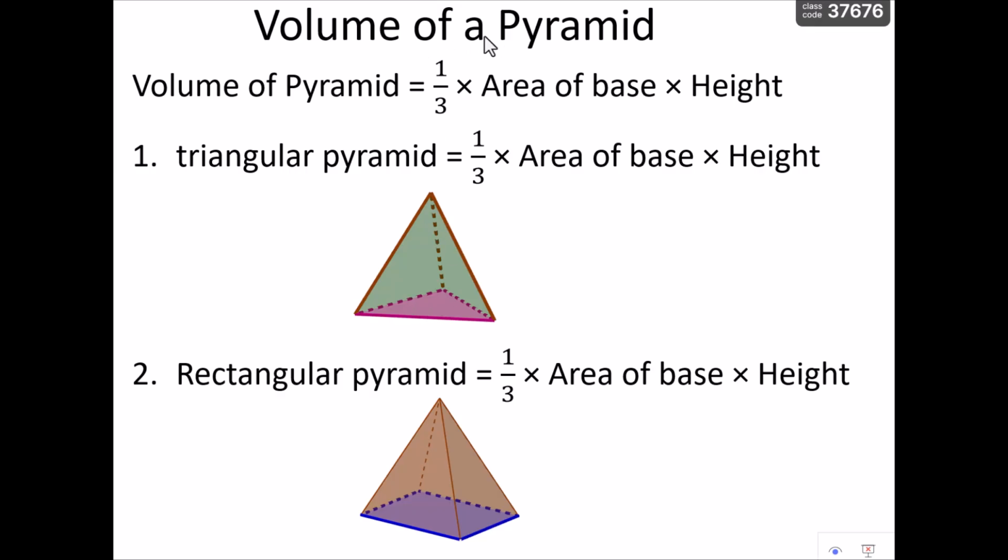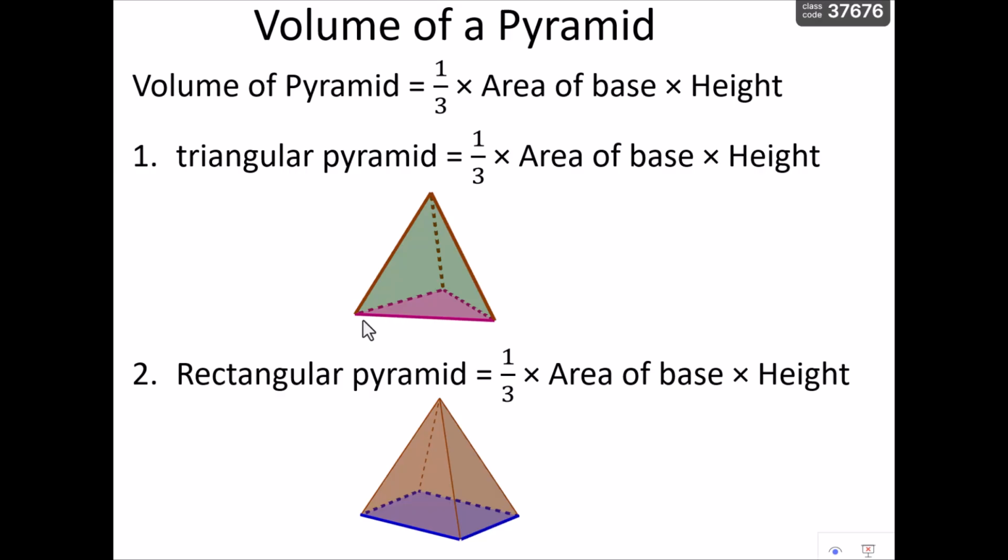Now, this is for pyramid. Pyramid already has 1 over 3. So all pyramids are related to prisms by 1 over 3. If you use 1 over 3 times the area of the base, then multiply by the height, it will give you your pyramid.